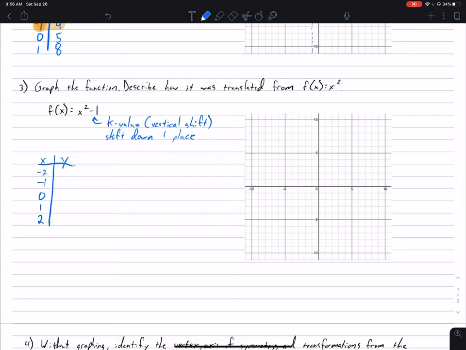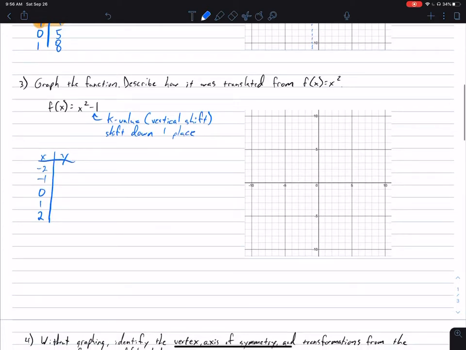Here, I'm going to take this equation and plug these numbers in. -2 squared is 4. 4 minus 1 is 3. -1 squared is 1. 1 minus 1 is 0. 0 minus 1 is -1. 1 minus 1 again is 0. And then 2 squared minus 1 is 3. These numbers are getting plugged in so I can get my y values.